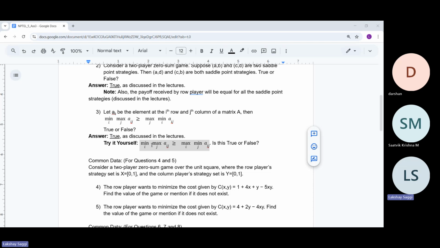But what do you guys think? Will this be true or will this be false? So try to think about it for 2-3 minutes. I'll be muting myself. I'll just go get some water in the meantime.